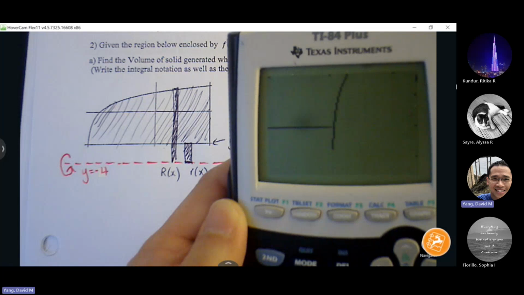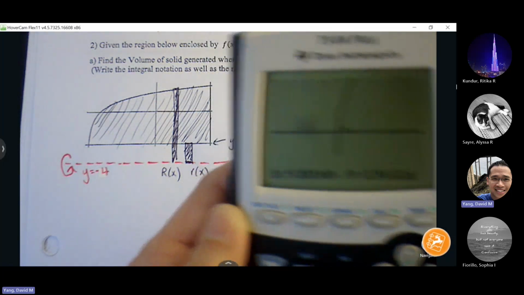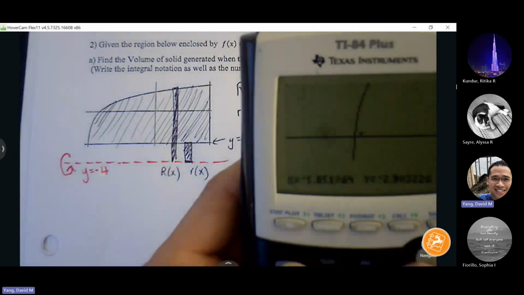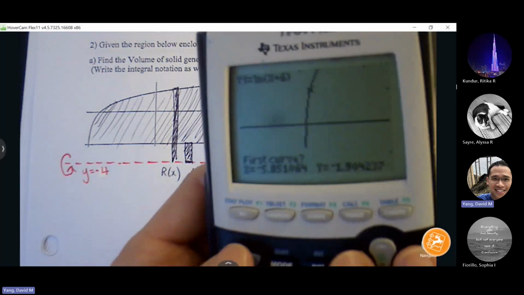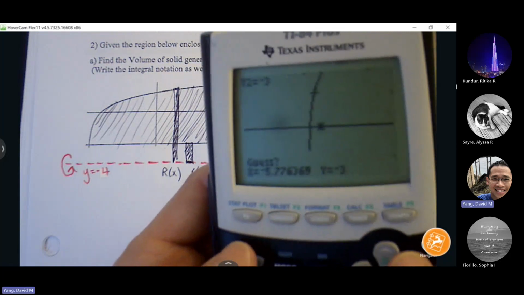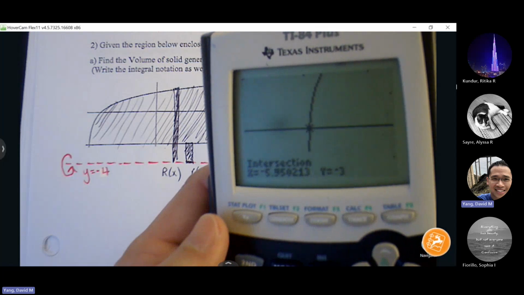Okay, so that's better. Now I can pick points on either side, or pick the two graphs, and actually I didn't have to do that. I could have just done intersect without zooming in, but I think it's good practice for us to zoom in. Pick points on two graphs and ask the calculator to find our intersection, negative 5.95.